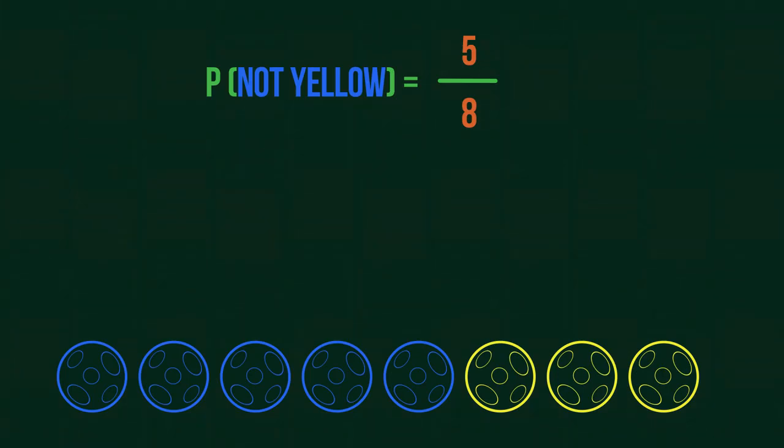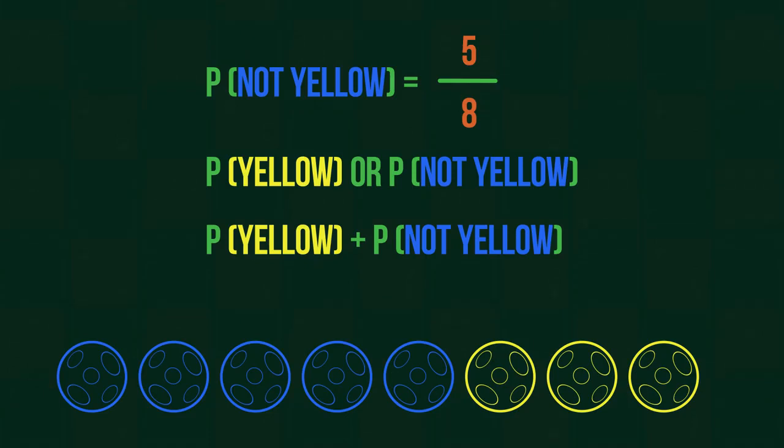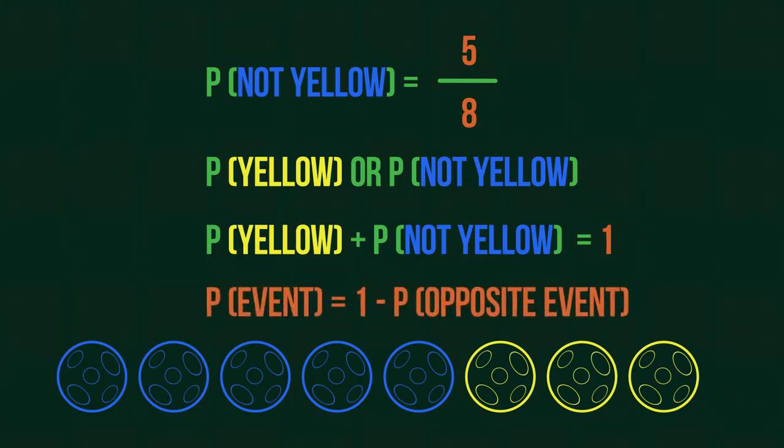We know that one event will certainly occur. We will either get a yellow ball or we will get a ball that's not yellow. One or the other is definitely happening. That's why the sum of their probabilities has to be 1. As a result, the probability of getting a non-yellow ball is equal to 1 minus the probability of getting a yellow ball. We can use the same trick every time we have opposite events.